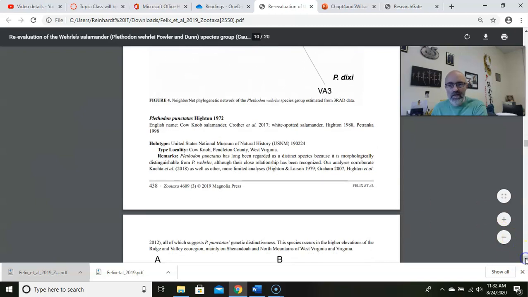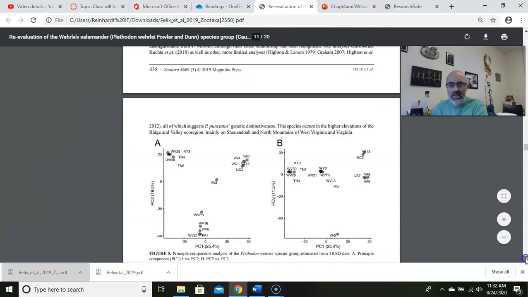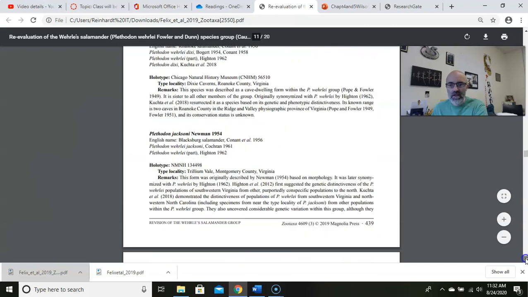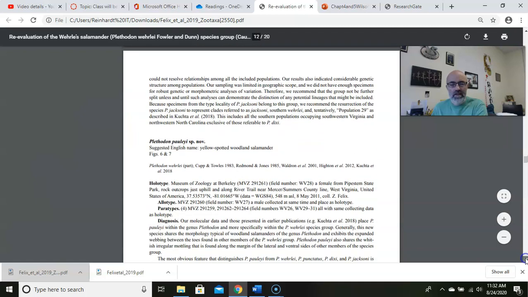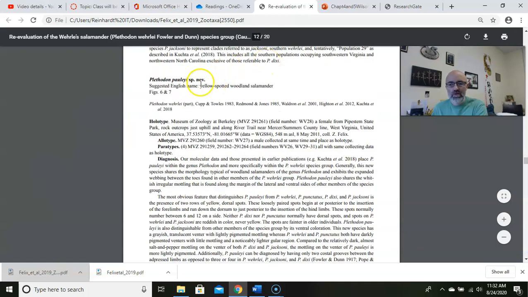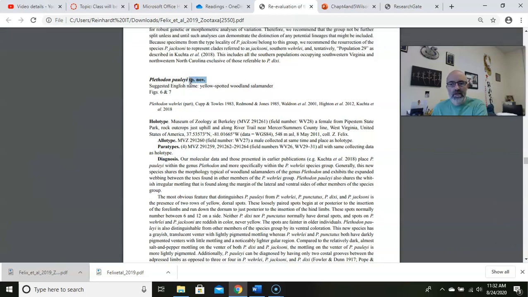We recommended the recognition of these species: P. punctatus, P. dixi, P. jacksoni, P. whirly-eye, and then this is a new species, right? That before this paper didn't exist, and we are proposing this as a new species, species new to science.